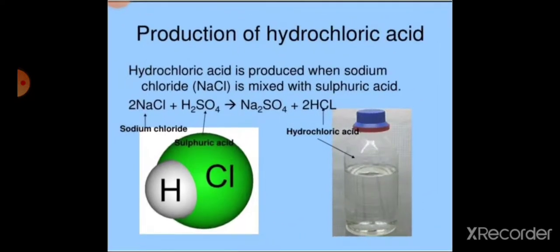Then how is it prepared? Production of hydrochloric acid. Hydrochloric acid is produced when sodium chloride is mixed with sulfuric acid. 2NaCl reacts with concentrated sulfuric acid to form sodium sulfate, and 2 HCl molecules are produced.